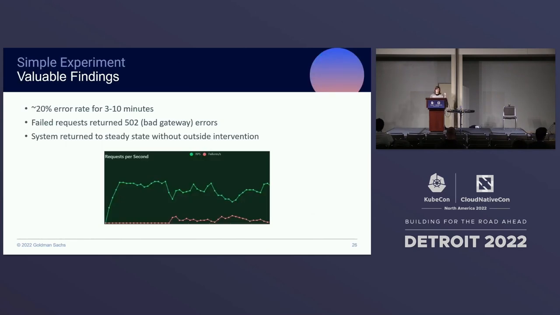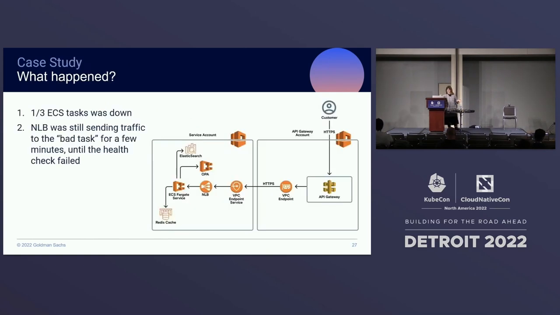What we found was that there was a 20% error rate for between 3 and 10 minutes. The failed requests were returning 502s, bad gateway errors. But on the good side, the system was able to return to steady state without any outside intervention. So what happened? Well, we stopped an ECS task, so one of those three tasks was down. The network load balancer, though, was still sending traffic to the bad task for a few minutes until the health check for that task finally failed and it was brought out of rotation.